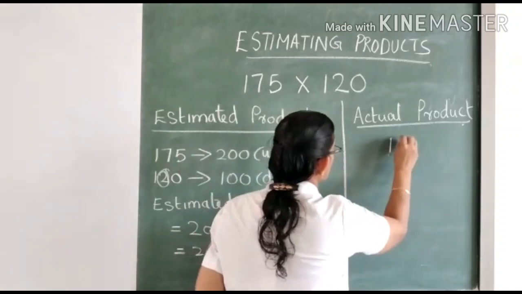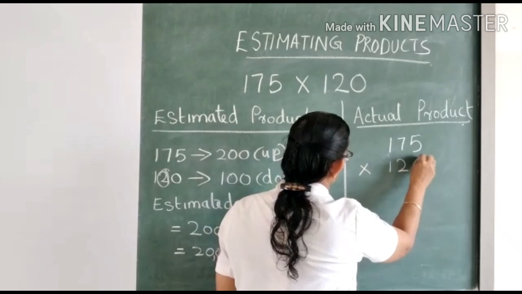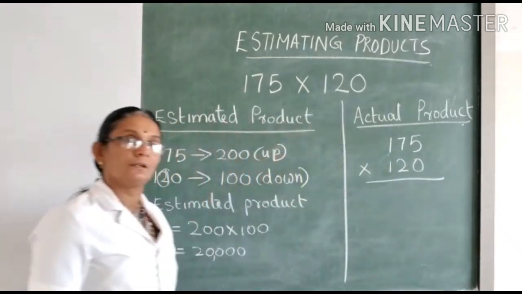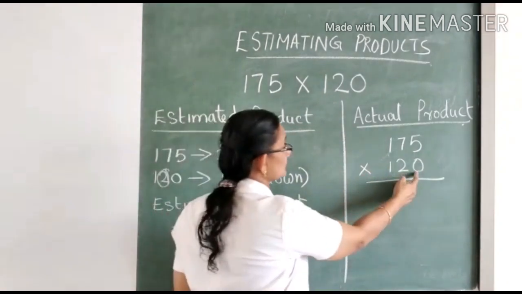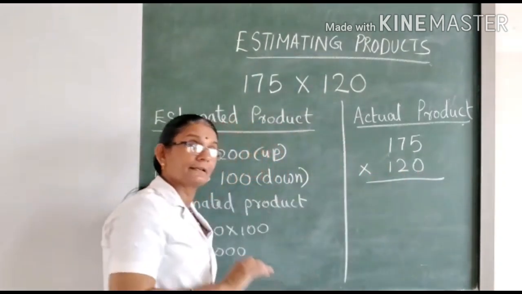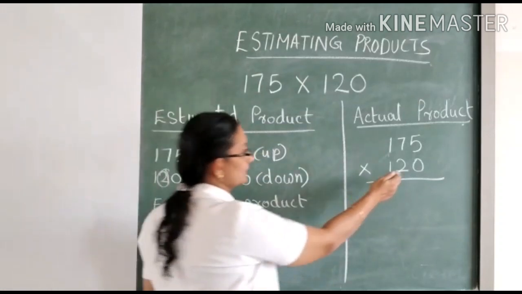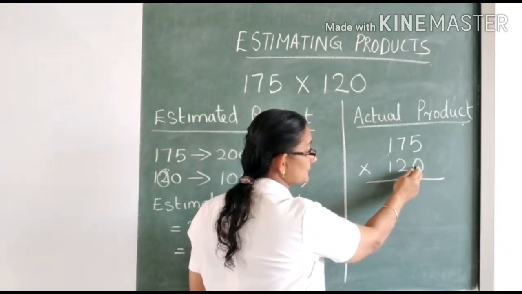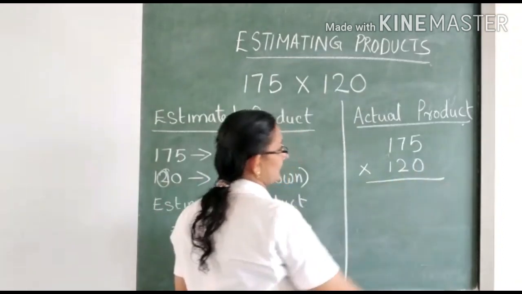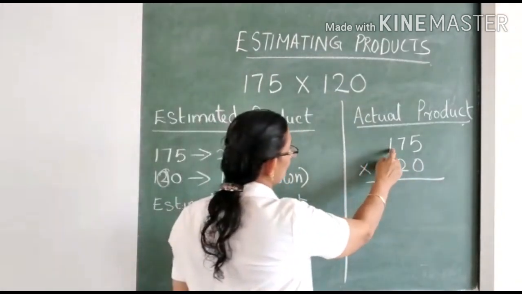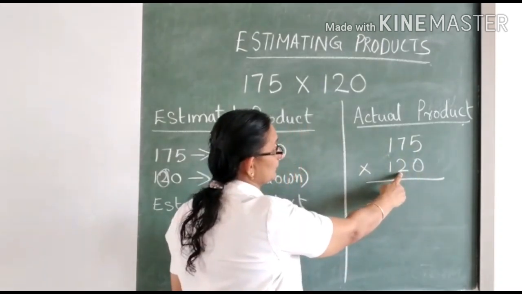Now let me find out what is the actual product. So the actual product is multiplying the number 175 with 120. In the previous video, I have told you that when there is 0 in the ones or tens place, you can neglect the step or you can leave away the step. So the first step here, the digit in the ones place is 0. So you can neglect the first step.